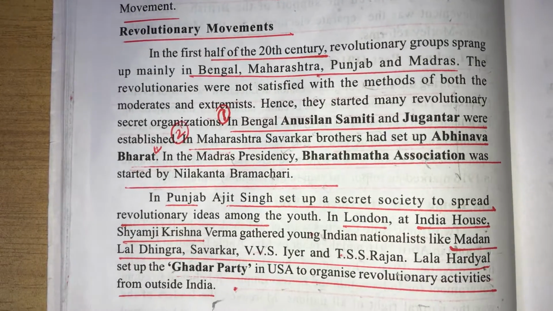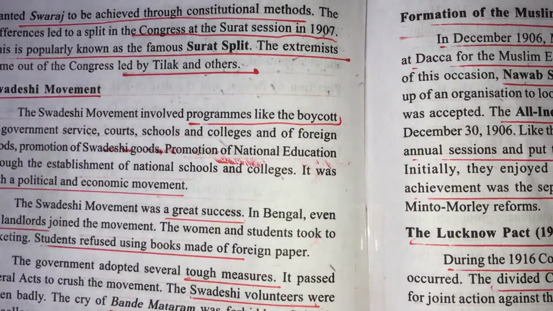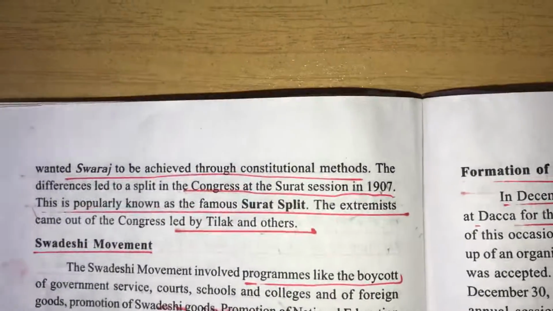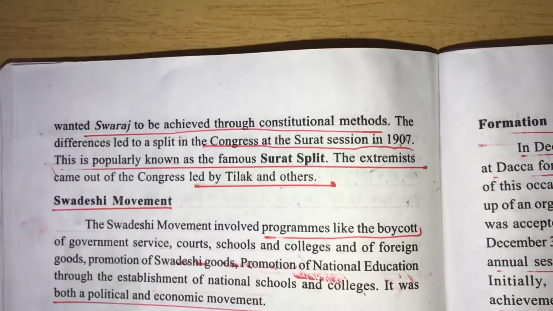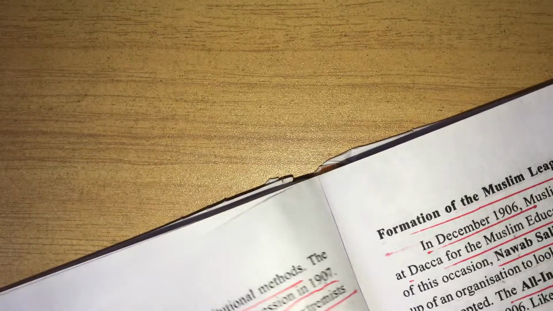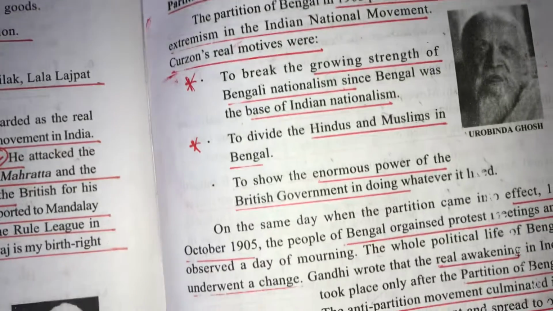So what you have seen is the revolutionary movements, the Home Rule Movement, what is the Lucknow Pact, what is the August Declaration, and the formation of the Muslim League, achievements of the extremists, the Swadeshi movement, the partition of Bengal and the rise of extremism.